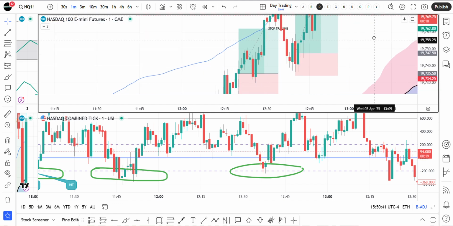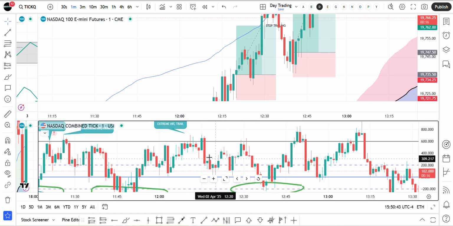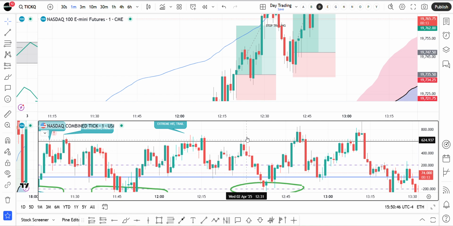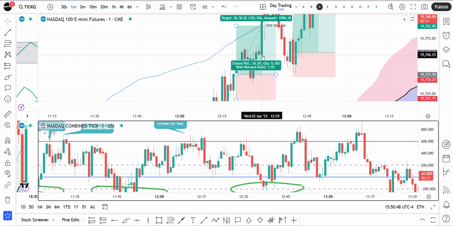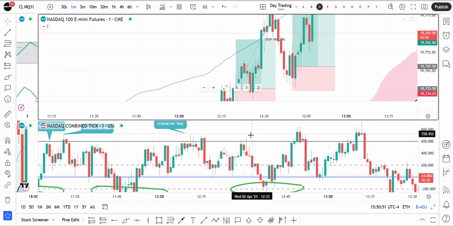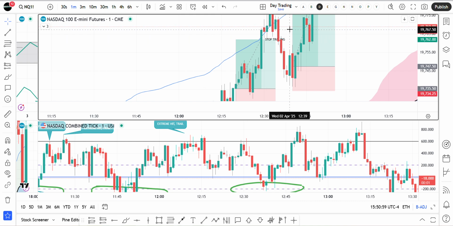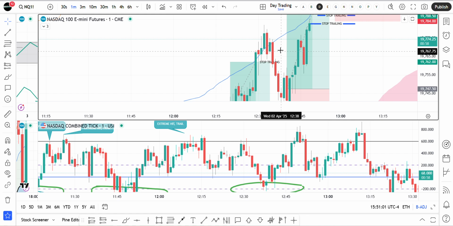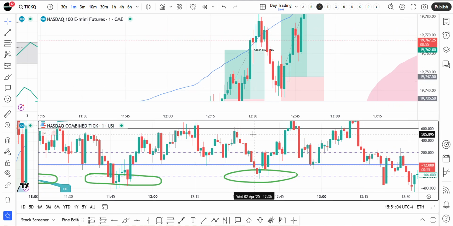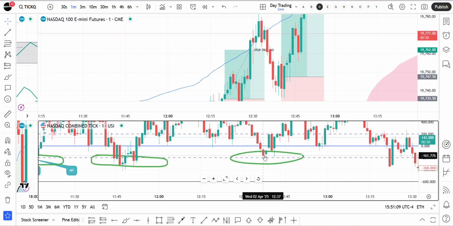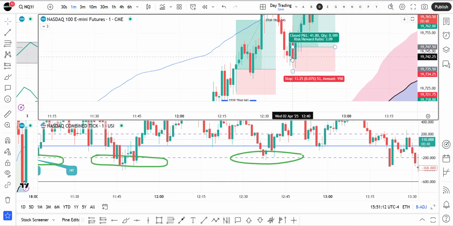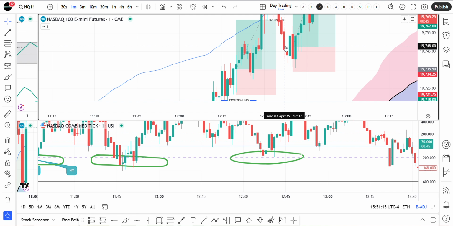1229. Trailed my stop here. 1230. I wasn't stopped out. 1231. Hit an extreme. Trailed my stop again. That one I got stopped out. But now we came from an extreme. Now waiting for it to get to negative 200. Gets there. 1237, which is this candle. 1237.